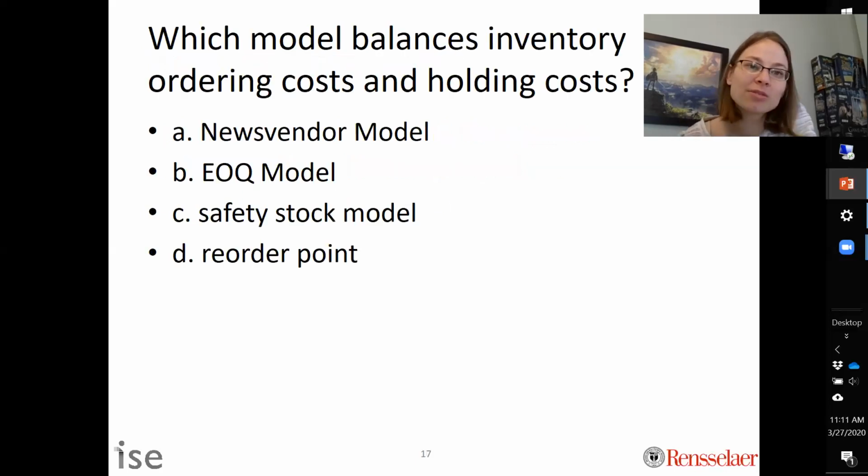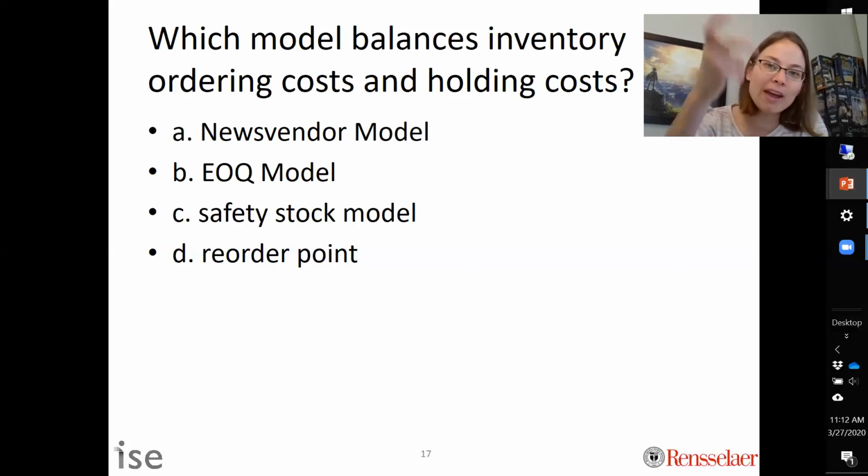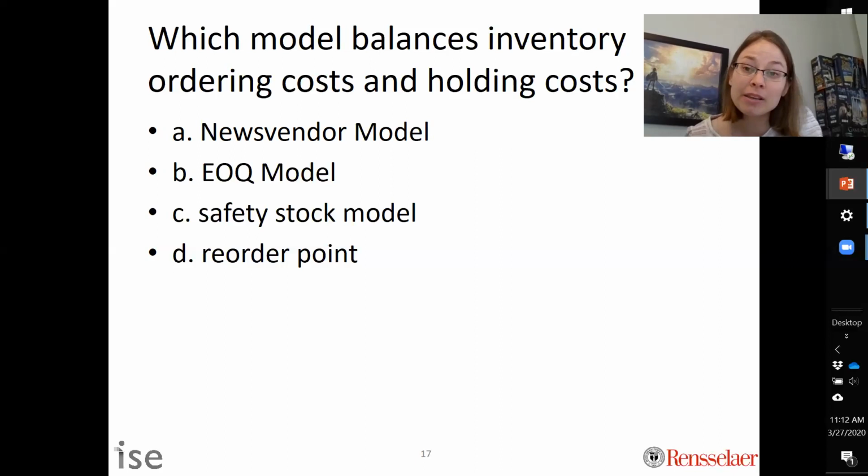All right, the next question asks, which model balances inventory ordering cost and holding costs? Is it the Newsvendor model, the EOQ model, the safety stock model, or the reorder point? So what model balances these two costs? We can think about the relevant costs. If we think about the equations of total relevant costs and then we're minimizing them, the EOQ model is the one that minimizes holding cost and ordering cost. And so the total cost is how much do I pay every time I order, plus how much do I pay in holding costs. So the correct answer here is B, the EOQ model.